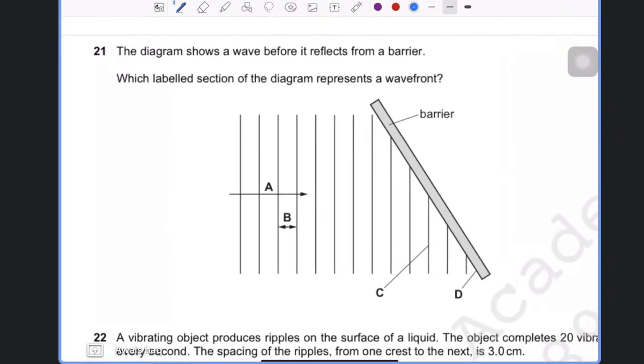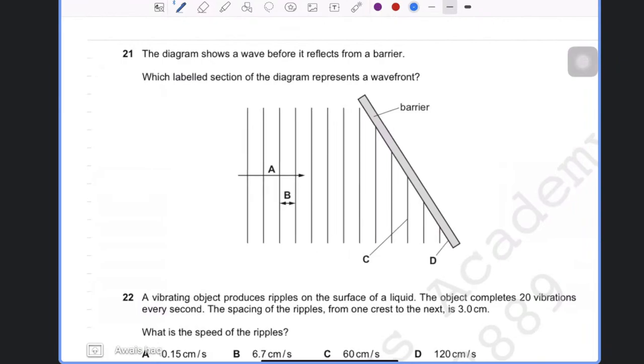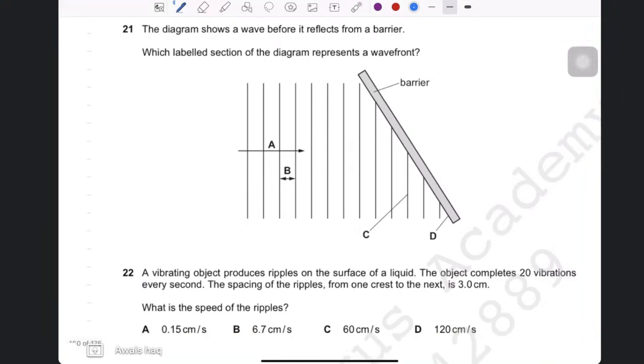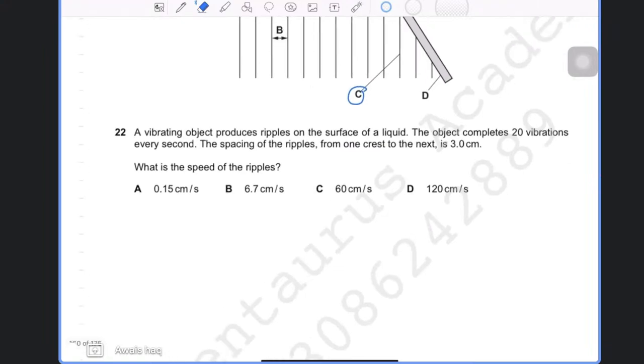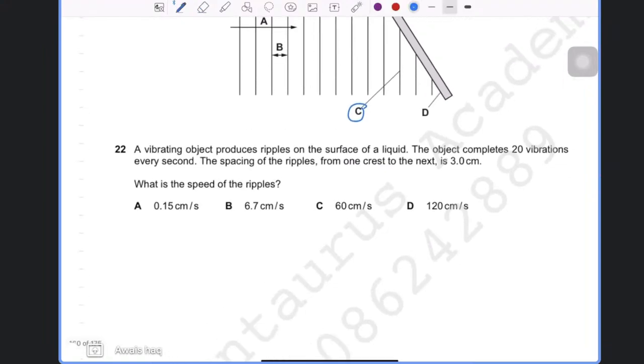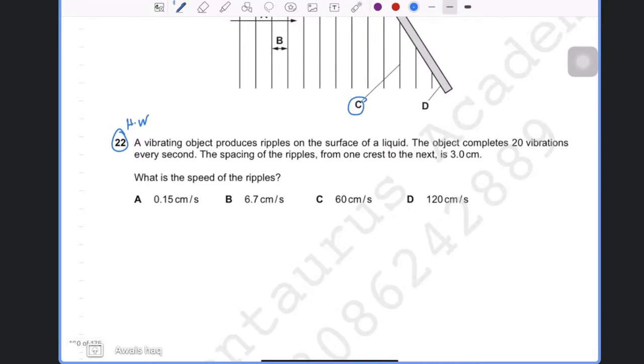So, for example, in this question, that's very important to understand. It says the diagram shows a wave before it reflects from a barrier. Which labeled section of the diagram represents a wave front? What do you guys think is a wave front? See? Obviously it is C, because these are the vertical lines and this is the direction of the wave. This can't be the answer, right? Very good. So this one I'll give to you as homework. It's pretty easy.